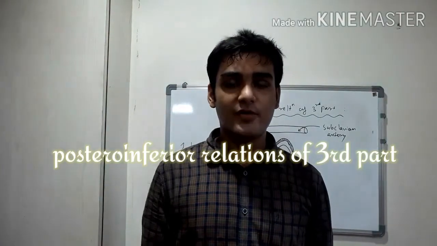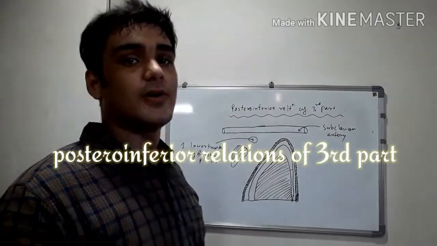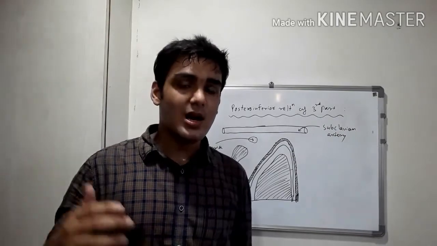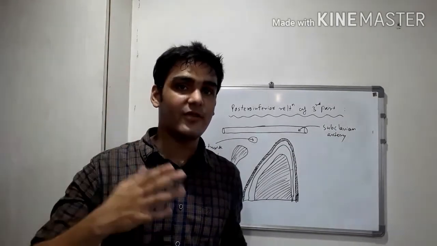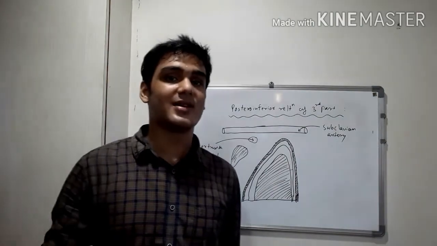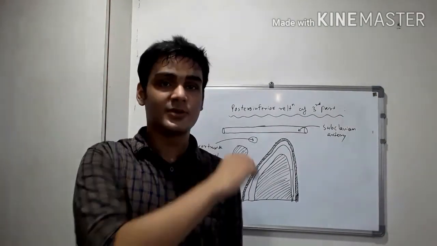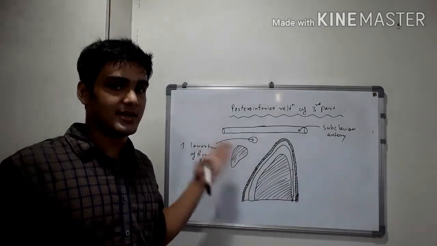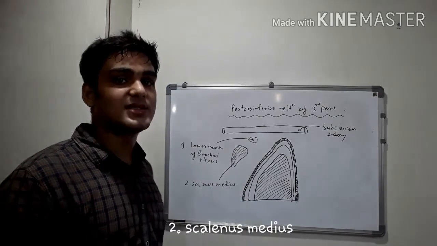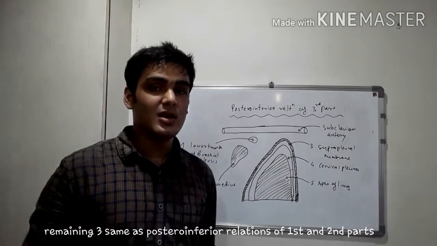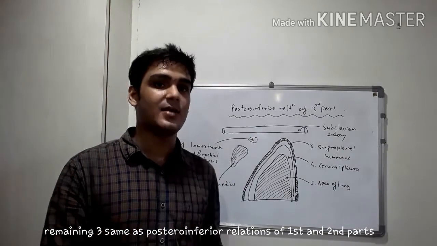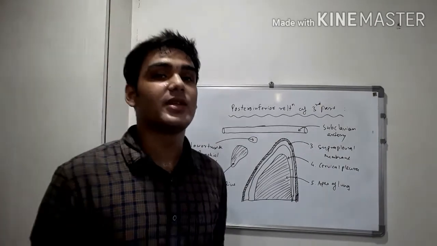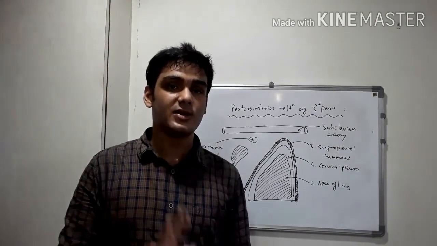So coming to the postero-inferior relations of the third part of the subclavian artery. Firstly we have the lower trunk of the brachial plexus. Now remember that the upper and middle trunks of the brachial plexus come under the superior relations of the third part, right? So the lower trunk is naturally inferior to them, and these are the posterior-inferior relations. So it is quite logical that we have the lower trunk of the brachial plexus in these posterior-inferior relations. Then we have the scalenus medius muscle, and the remaining three are the same as the posterior-inferior relations of the first and second parts, that is the suprapleural membrane, the cervical pleura, and the apex of the lung. So summing up everything, we have five things as the posterior-inferior relations of the third part.